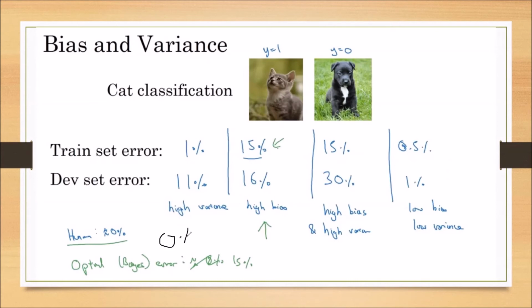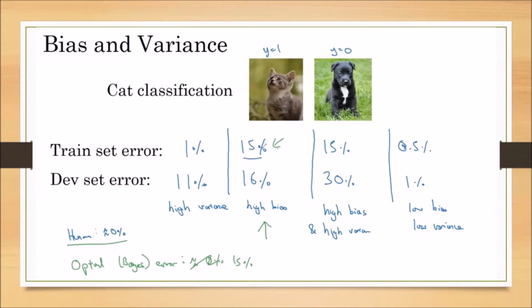If you give a blurred image, where a human being himself cannot tell whether the cat is there in that picture or not, and you give it to the learning algorithm, and it shows 15% error, we cannot say it has high bias, because the blurredness is there in the image itself. So we will say the Bayes error in that blurred image is 15%. So if the training set error shows 15%, it does not mean in that case that it is a high bias problem. Okay, that we will discuss later.